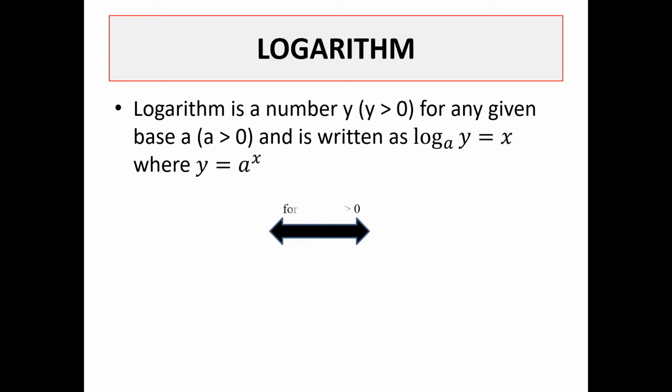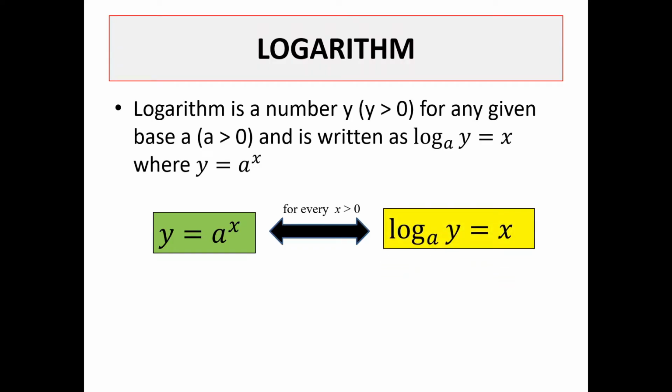Okay, the first one is in the form of index, and the second one is in the form of log. So this one is in index form, as we have learned in the last subchapter, and this one is in log form. So for every x more than 0, where y equal to a to the power of x, then log y base a equal to x, and vice versa, which is when log y base a equal to x, then y equal to a to the power of x.